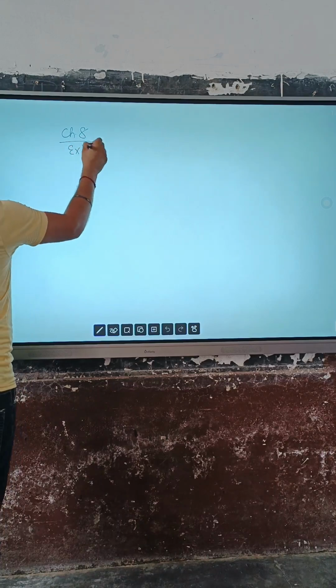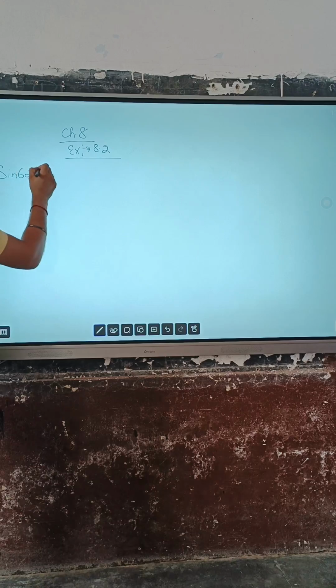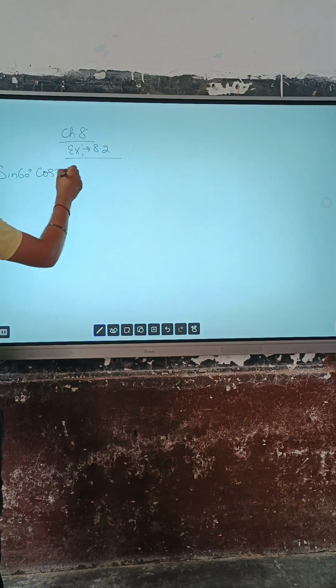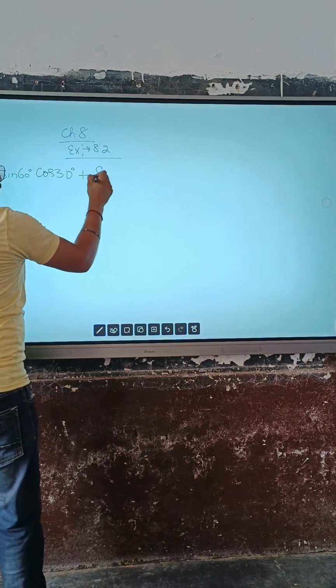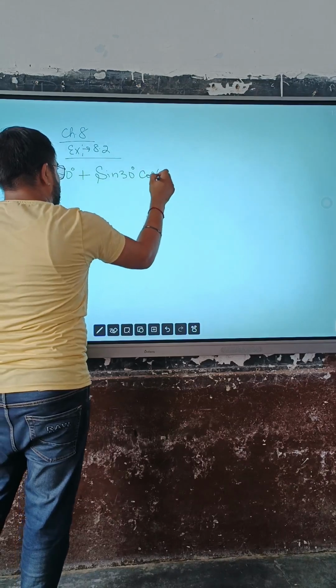Exercise 8.2. So the first question is: sine of 60 degree cos 30 degree plus sine 30 degree cos 60 degree.